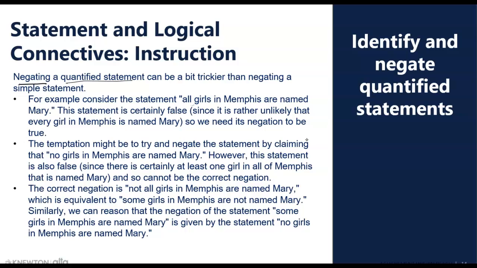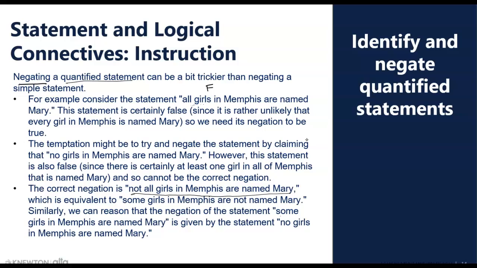So this statement we had before: all girls in Memphis are named Mary. It's very likely false. I'm sure somebody who knows somebody in Memphis knows a girl who's not named Mary. So you have to think about the meaning of the words. If I want to write its negation to be true, it's tempting to say no girls in Memphis are named Mary, but that's not true either. If I have a false statement, its negation has to be true. So the correct statement could be: not all girls in Memphis are named Mary, or some girls in Memphis are not named Mary.